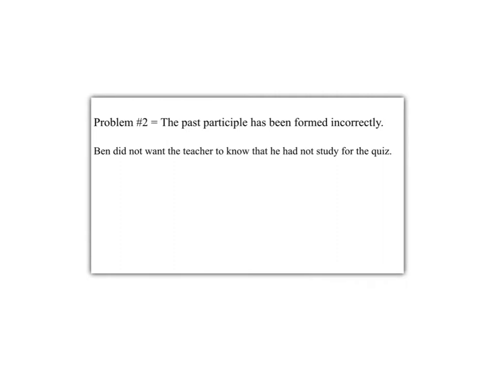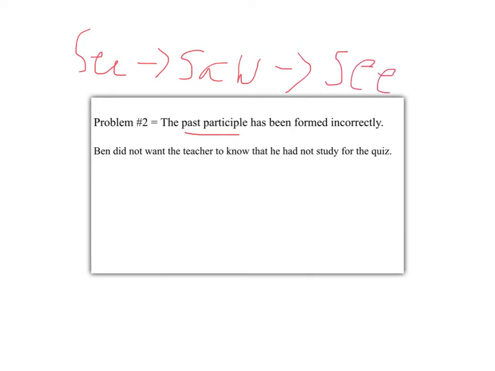Problem number 2 is that the past participle has been formed incorrectly. Remember that the past participle is often thought of as the 3rd verb form. So for example, if you have see, then in past tense it's saw, and in the past participle it's seen, S-E-E-N. So that's the past participle, the 3rd form.